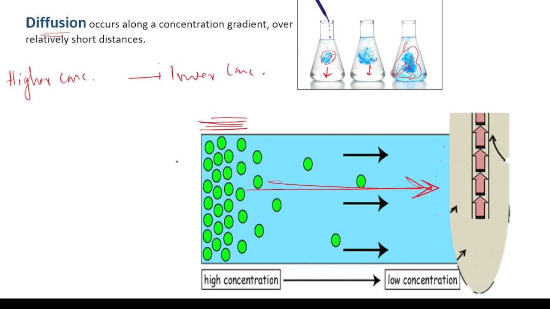The diffusion process is very slow, rather than mass flow. Mass flow is a fast process. Diffusion is generally for phosphorus and potassium. You remember, phosphorus and potassium generally go by diffusion.